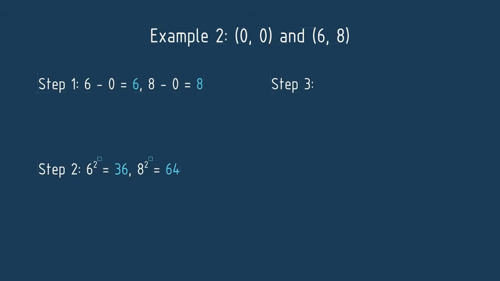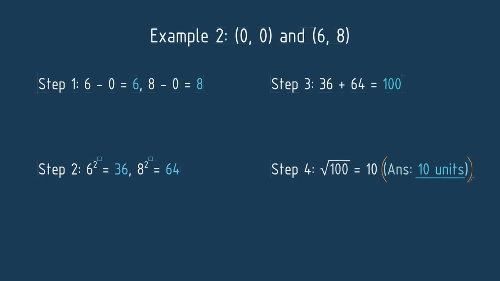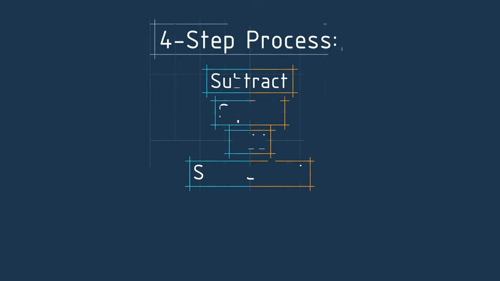Step 3. Add them together. 36 plus 64 equals 100. Step 4. Take the square root. Square root of 100 equals 10. Final answer, 10 units. Remember the 4-step process every time.